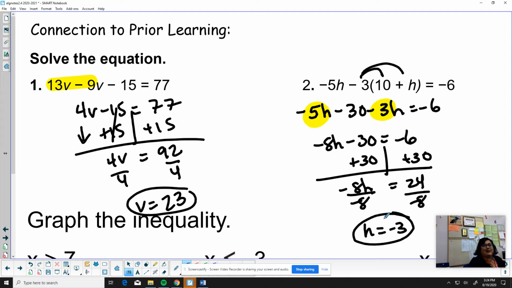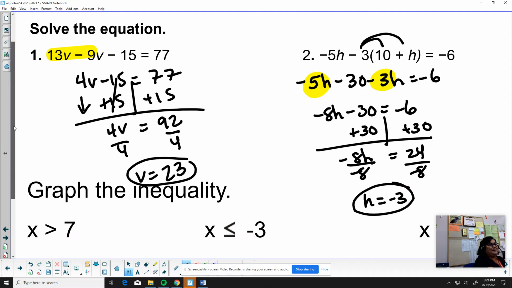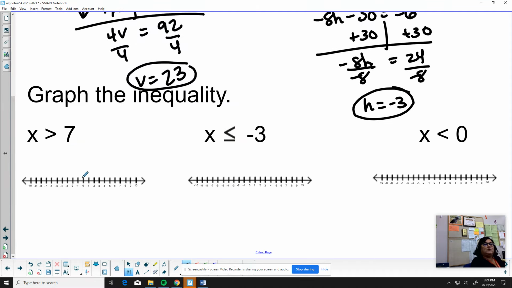So if you got those right, give yourself a pat on the back. Good job. Okay, let's go ahead and graph these. I'll do the first one and just remind you how to do it. And then I want you to press pause and you try the second two.